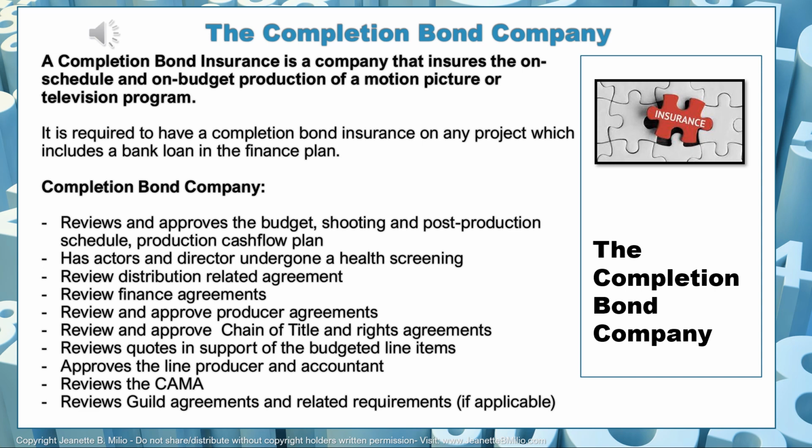It reviews and approves the chain of title and rights agreements to make sure there are no bodies buried here somewhere in some turnaround provision. It reviews quotes in support of the budgeted line items. So when there's a budgeted line item for set design or for a certain wardrobe item, for let's say period pieces, that wardrobe items have to be maybe sewed, they would look at quotes from service providers to help with that. The bond company does need to approve the line producer and the accountant. The bond company also reviews the collection agent management agreement, and it reviews any guild agreements and related requirements if there are any applicable.